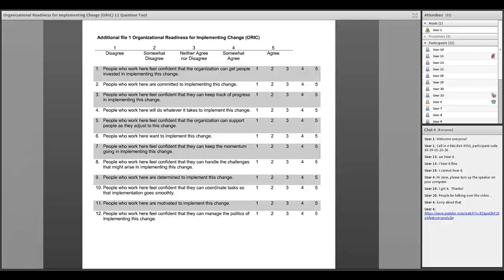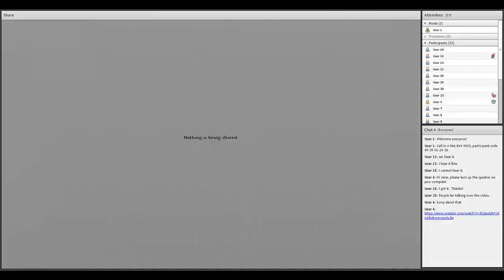So these are some of the questions that you will see when that comes up, and that's free and it's online. And this is really an important tool when you're looking at the readiness for healthcare organizations to start implementing new policies, new practices, or new programs within the organization.